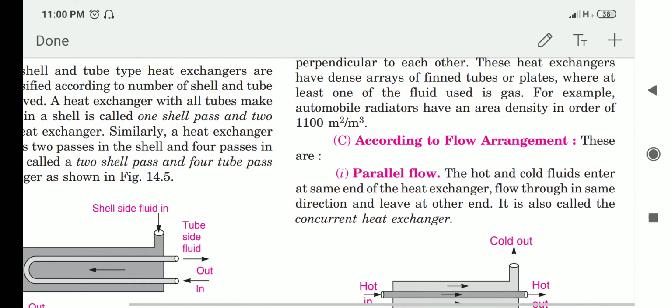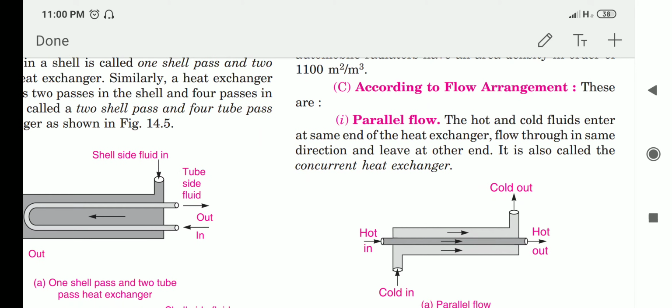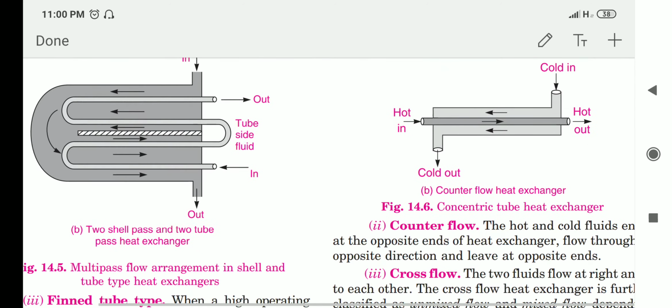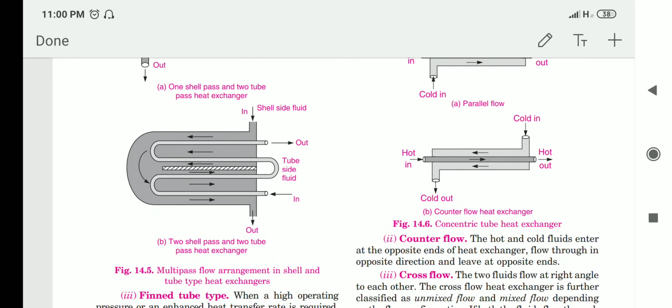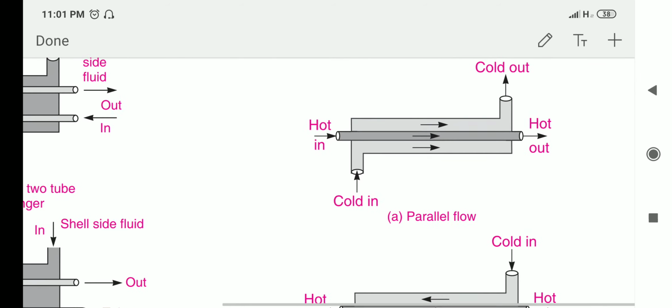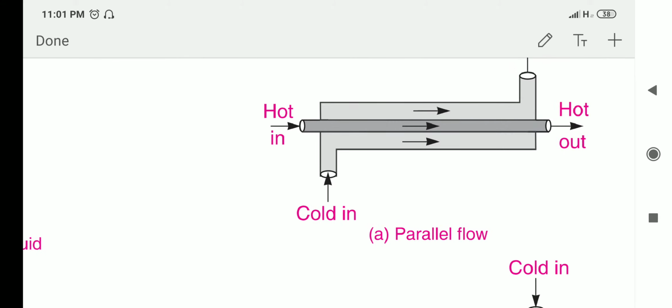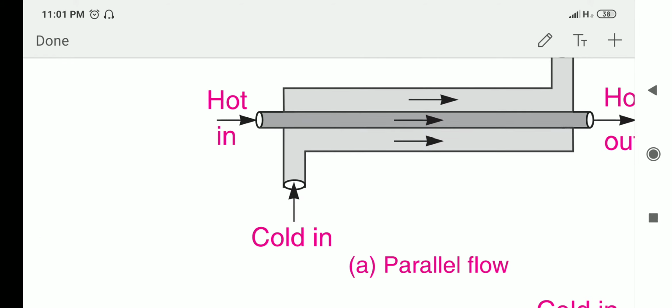Okay. Now the next type of classification is according to the flow arrangements. According to the flow arrangements, heat exchangers can be the parallel flow, the counter flow, the cross flow. These are very easy to understand. See the figure. In the parallel flow, suppose the hot fluid enters through the inside tube and cold fluid through the external tube. The relative flow arrangement of the hot and cold fluid is parallel, they are like in direction. So these are called parallel flow arrangements.